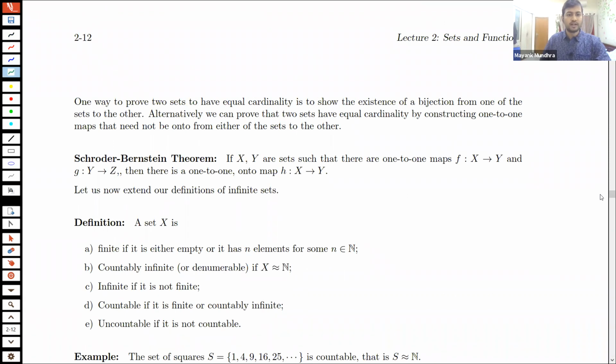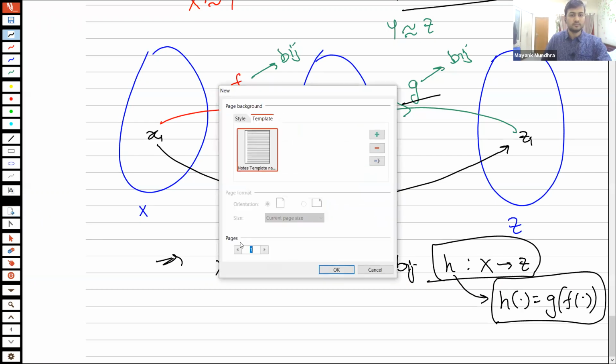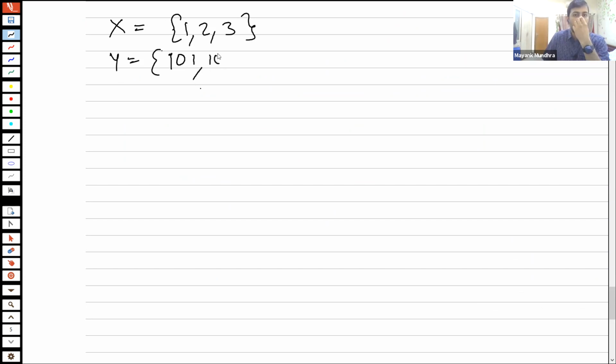Let us do an example for this. Let us take a set X, which is just the numbers 1, 2, 3. Y, which is the set 101, 102, and 103. And Z, which is the set 202, 204, and 206.